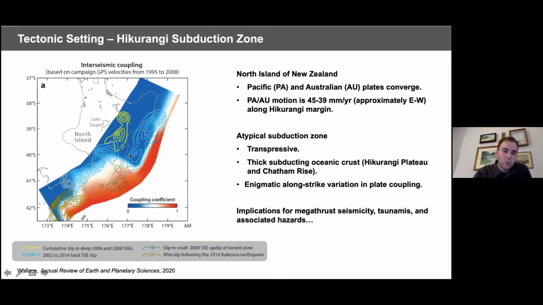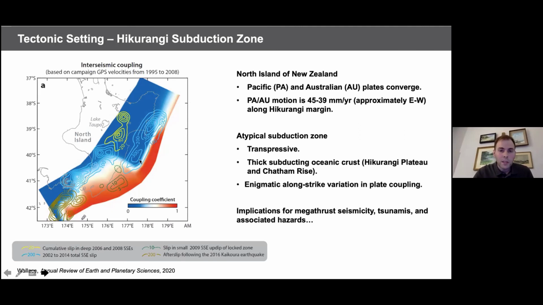In contrast, the blue region is where the plate interface, the boundary between these two tectonic plates, is uncoupled. So the two plates are just sliding past each other and accumulating no elastic strain, and you don't expect a large megathrust earthquake in those regions. Atypical of other subduction zones around the world, there's a very sharp contrast in this degree of coupling along the margin, from south to north here. Obviously this has implications for megathrust seismicity, but also seismicity, deformation and tectonics in general, and associated hazards.